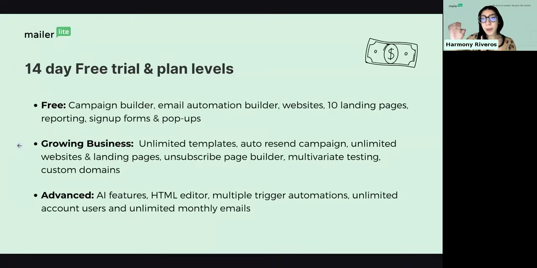Once your subscribers grow past 500 and you want to have more features and have more ability, you can go into the growing business or advanced. Growing business plan gives you unlimited templates. So in the free plan, you do not have site templates or newsletter templates, but in the growing business plan, you have all of our templates available, as well as other ways to send campaigns, auto resend campaigns, more ways to test, unlimited websites and landing pages, so that limit is removed, more ways to customize your unsubscribe page, more ways to test, multivariate testing, as well as custom domains.